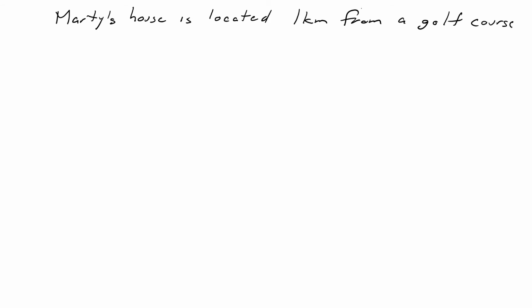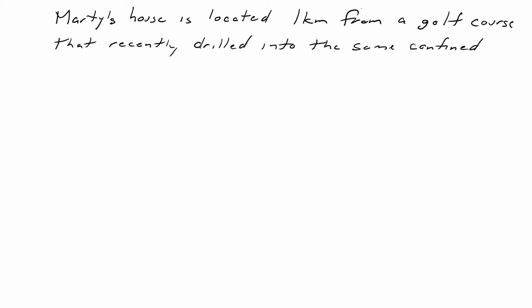All right, let me give you another problem. I actually love this next problem, okay? This is like a super practical problem. So I hope you enjoy this. So we've got a guy named Marty. Marty's house is located 1 kilometer from a golf course that recently drilled into the same confined aquifer that Marty uses at his home. So Marty's been using this confined aquifer. Now this golf course comes along, drills into the same aquifer. I think you can see where this is probably going.